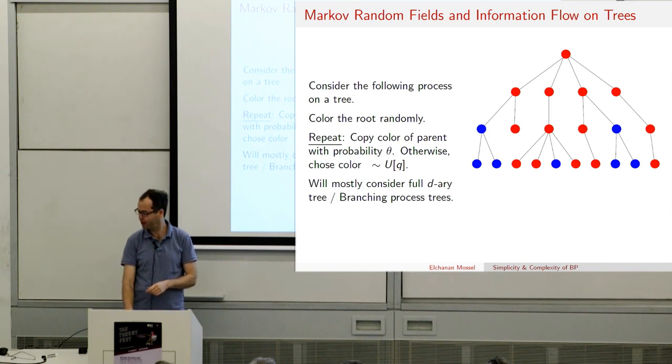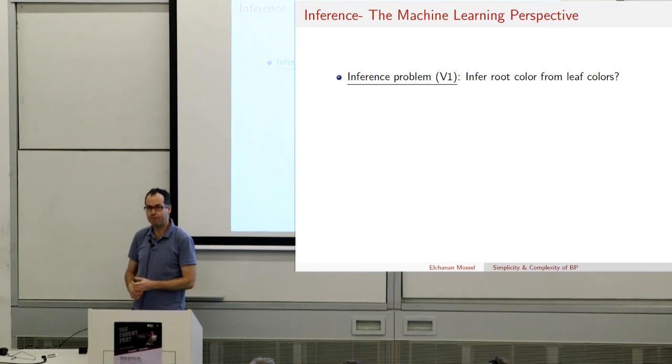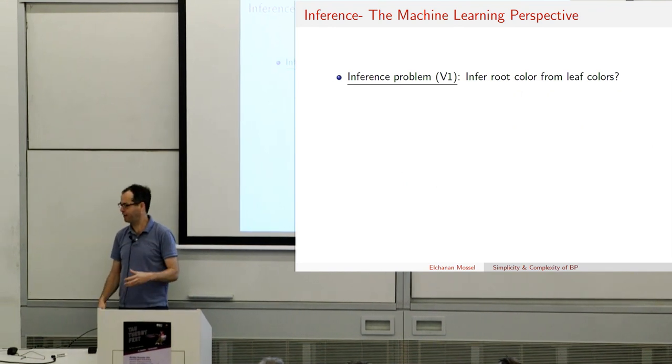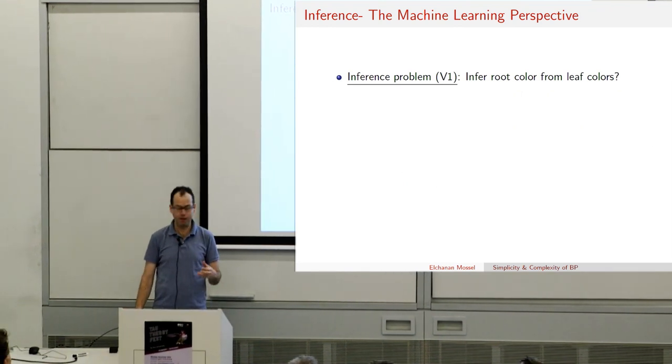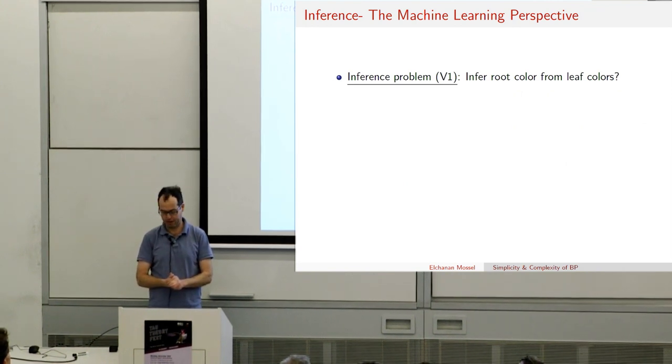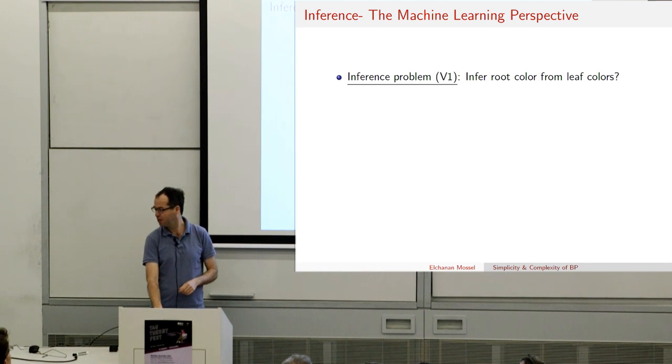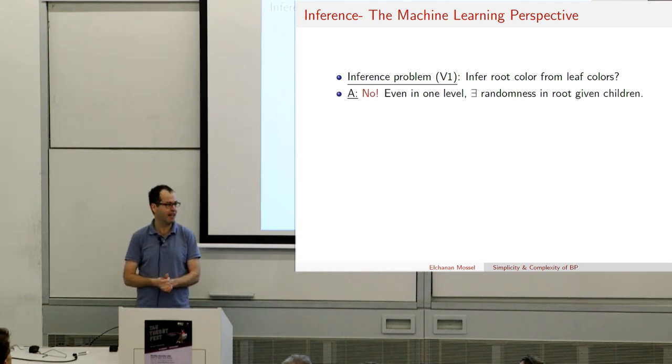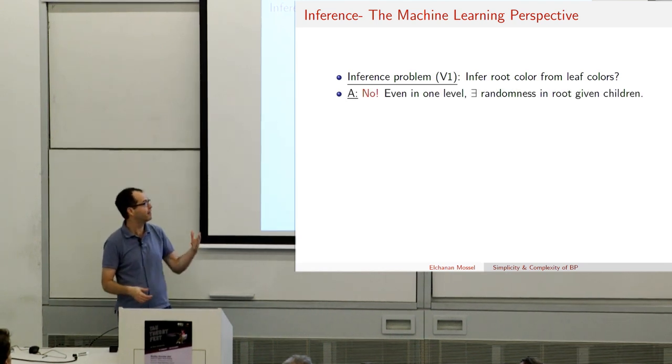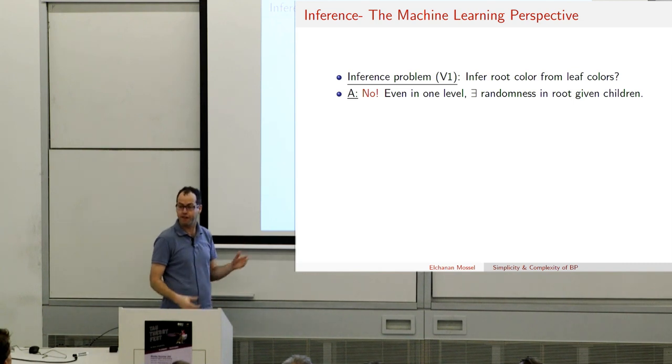Good, simple process. So let me jump straight into the machine learning. Here's an inference problem. I want to infer the color of the root from the color of the leaves. I only see the leaves, and I want to infer the color of the root. So this is the inference problem. And you know, we can end the talk here. The answer is, if you just think about it a little bit, you cannot infer the color of the root.